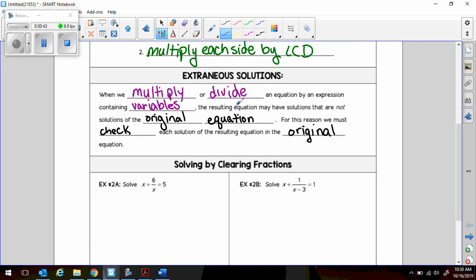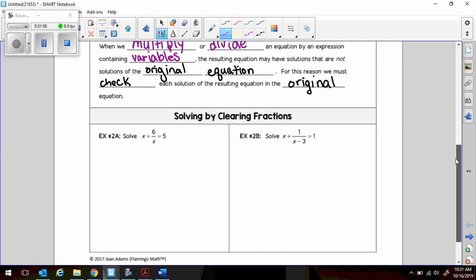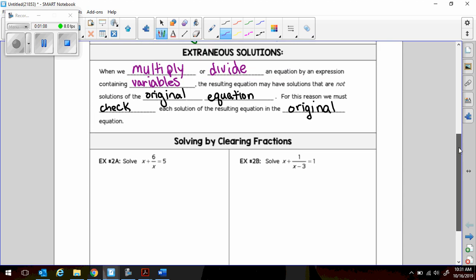When we multiply or divide an equation by an expression containing variables, the resulting equation may have solutions that are not solutions of the original equation. So I'm going to go over what this means. But what we have to do is actually plug it in and check that the solution is a real solution of the original equation. And I'm going to show you what all of this means.